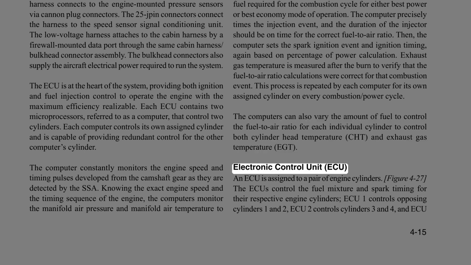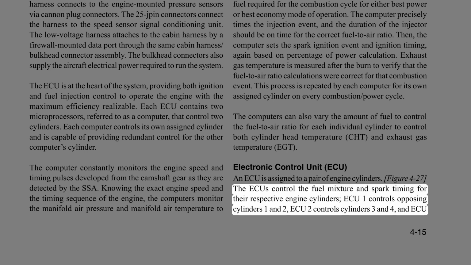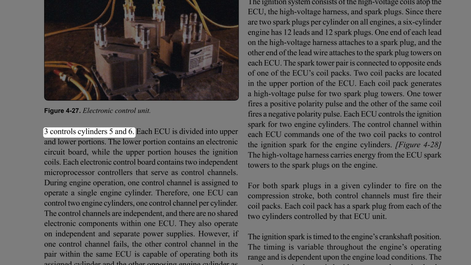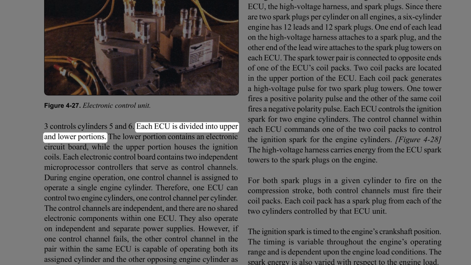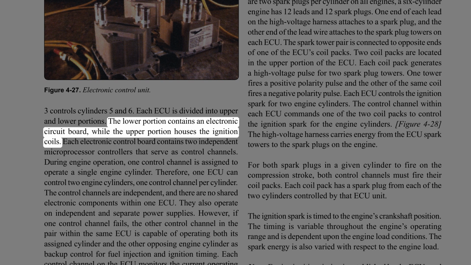Electronic Control Unit, ECU. An ECU is assigned to a pair of engine cylinders. The ECUs control the fuel mixture and spark timing for their respective engine cylinders. ECU1 controls opposing cylinders 1 and 2, ECU2 controls cylinders 3 and 4, and ECU3 controls cylinders 5 and 6. Each ECU is divided into upper and lower portions. The lower portion contains an electronic circuit board, while the upper portion houses the ignition coils.